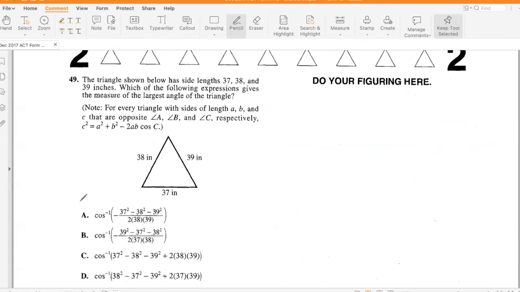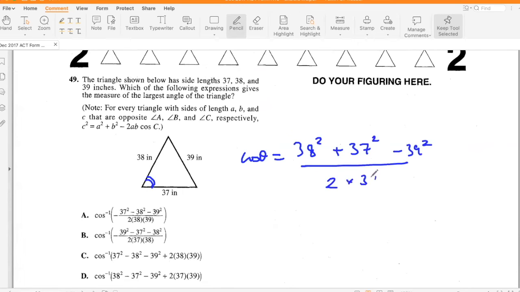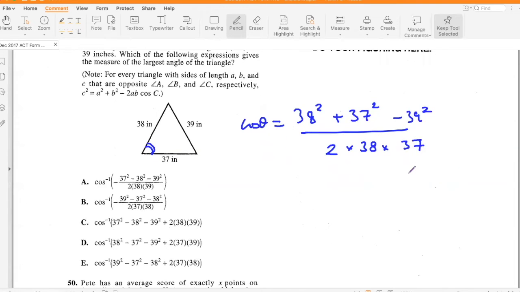The triangle shown below has side lengths 37, 38, and 39. Which of the following gives the measure of the largest angle? Okay, so the largest angle will be the angle opposite the largest side. So I can use the cosine rule. Cos theta is 38 squared plus 37 squared minus 39 squared by 2 times 38 times 37. So theta is cos inverse of 38 squared plus 37 squared minus 39 squared over 2 times 38 times 37. Yeah, so B.